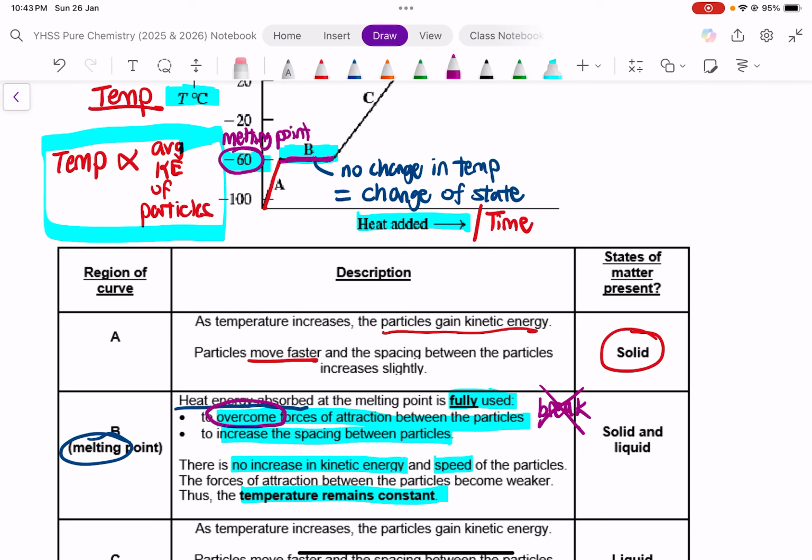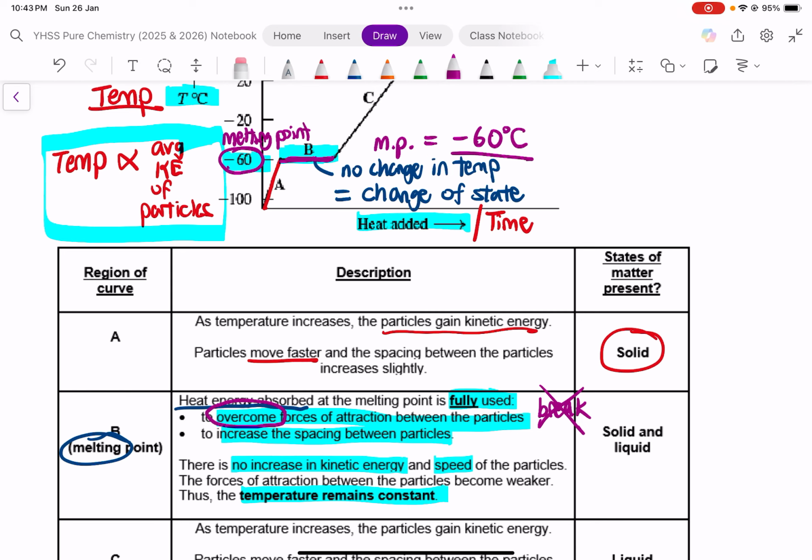We trace it back to the y-axis. Over here is minus 60 degrees Celsius, and that is the melting point of the substance. So we say that the melting point of this substance is minus 60 degrees Celsius. And during melting, the solid continues to be in this process of changing into a liquid, and temperature remains constant.